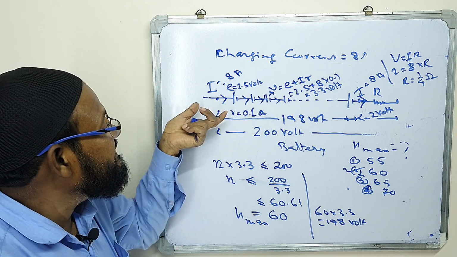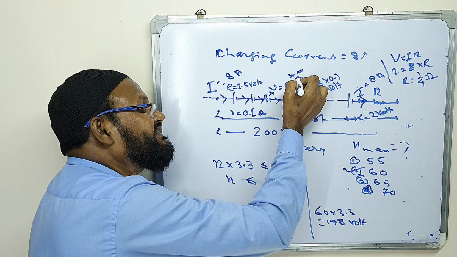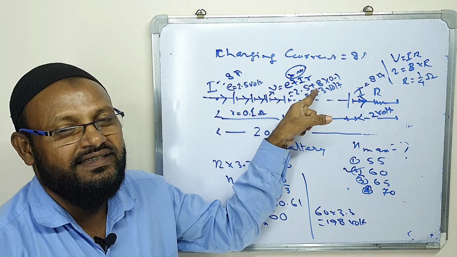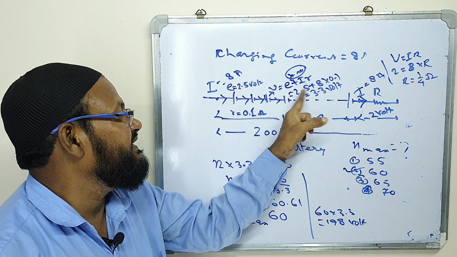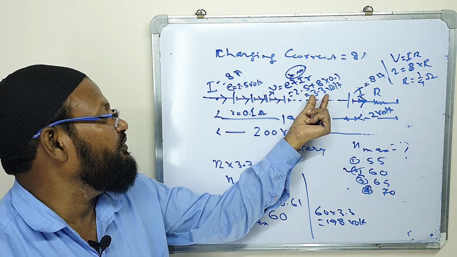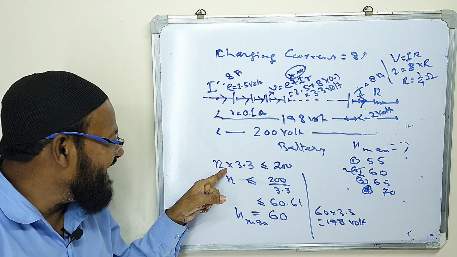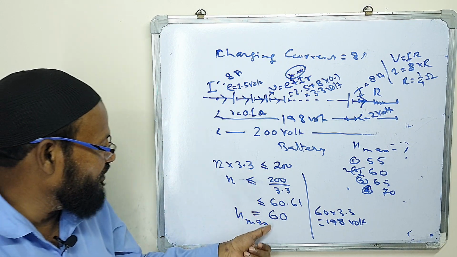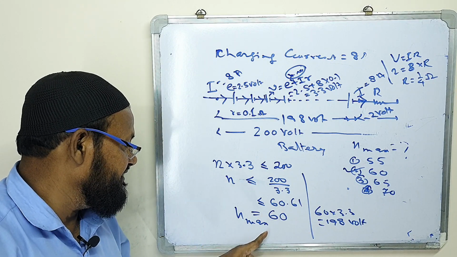What is the rule? Since these cells are being charged, what is the formula? Here is 3 stars, be careful. I am putting 3 stars for this plus sign. During charging, V equals E plus IR. If you take minus IR, it will be wrong. E plus IR is 3.3, which means each cell will take 3.3 volt to charge. I am taking N cells such that N times 3.3 is less than or equal to 200, not more than. From here it is 60 point something. This is not 61. Maximum we can take 60.